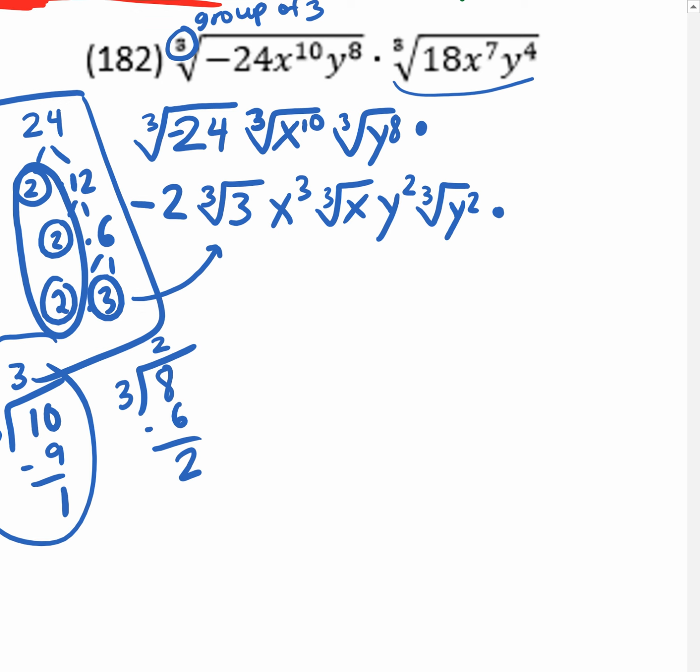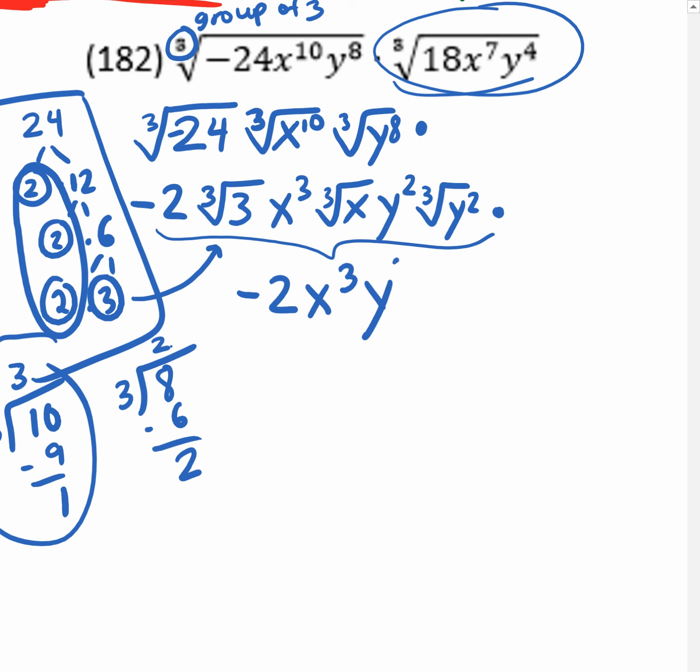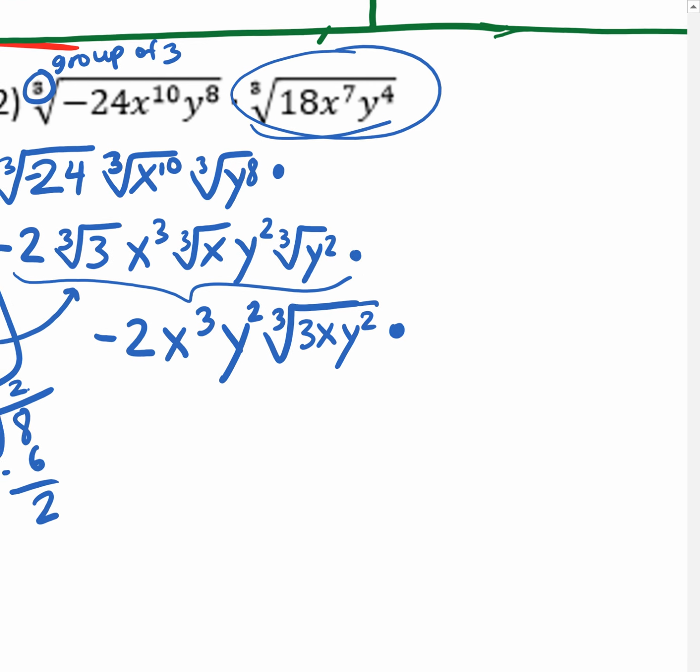Now I do the same thing to this cube root of 18, x to the 7th, y to the 4th. But before I do, I might clean this up a little bit. I'm going to take everything that's outside the root and throw it on the left. Negative 2 is outside the root, x to the 3rd is outside the root, and y squared is outside the root. And what's stuck inside the root? The 3, the x, and the y squared. There we go, and that'll be easier to multiply by whatever I get from this other part.